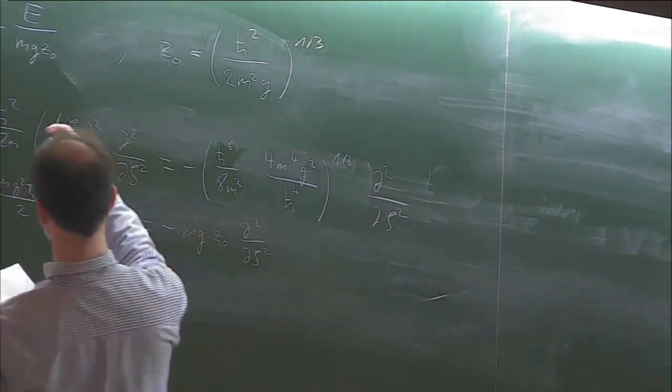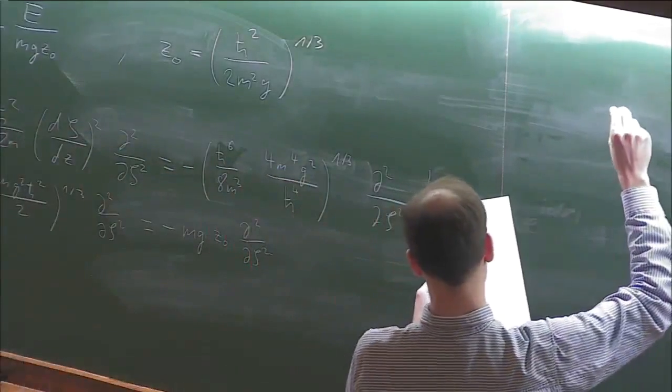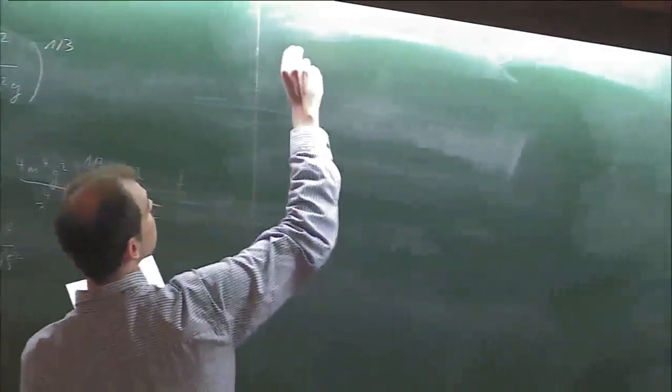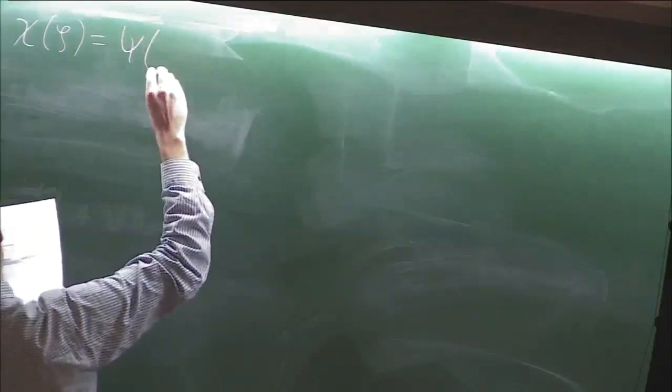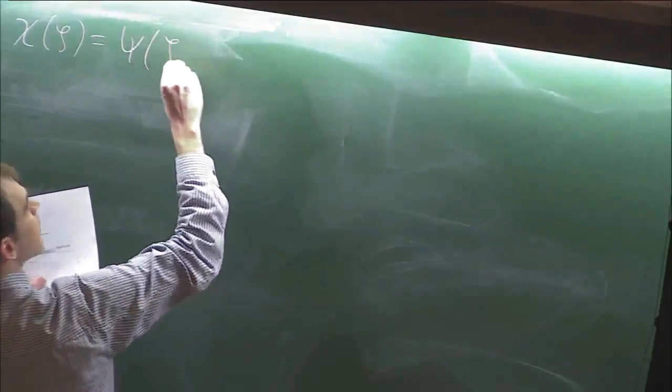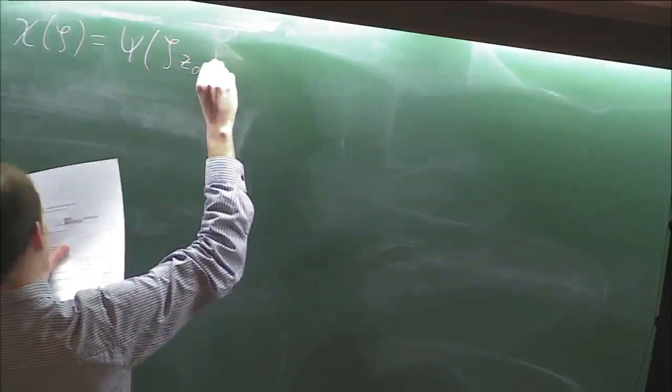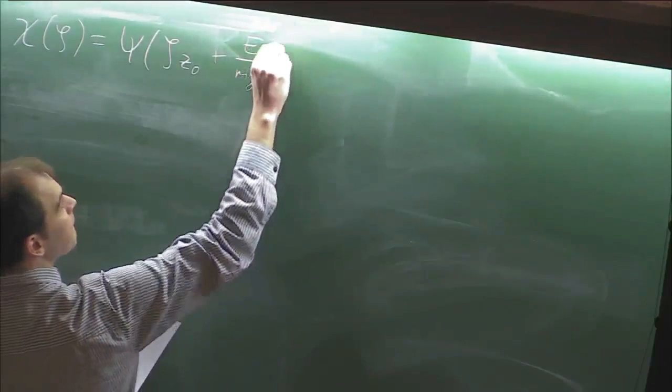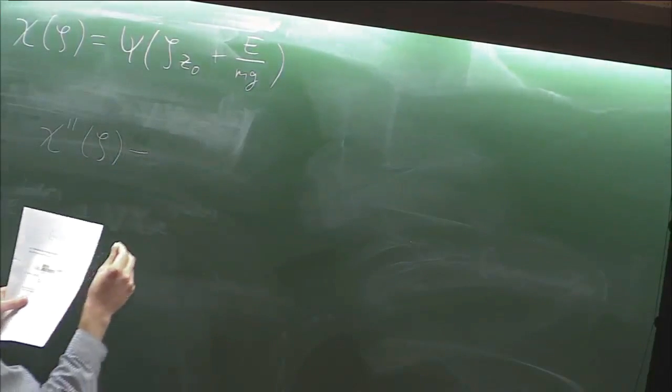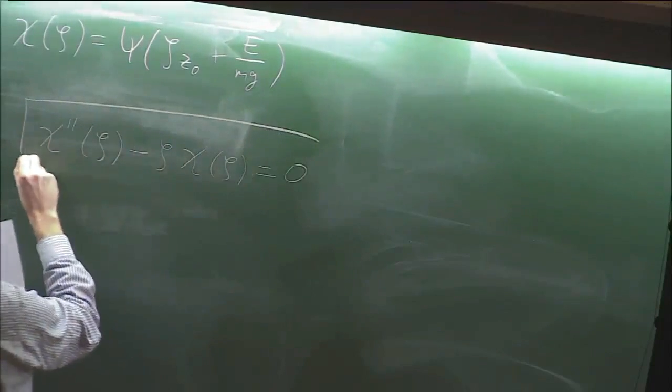With this, the Schrödinger equation becomes really easy. We also replace the wave function: we introduce the function chi of theta, which is the wave function evaluated at the position theta Z0 plus E divided by mg. If we insert that in the Schrödinger equation, it satisfies the following equation: the second derivative minus theta chi of theta equals 0. And this equation is well known. That's the so-called Airy differential equation, which has the Airy functions as solutions.